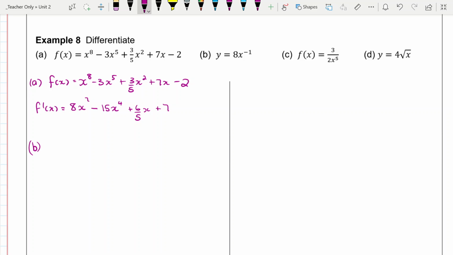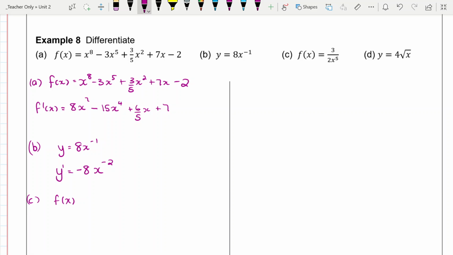Alright, let's look at b. y equals 8x to the negative 1. So y dashed is going to be, okay, we're going to multiply by the negative 1, so negative 8x. Now be careful, negative 1 take 1 is negative 2. Okay, let's look at c.